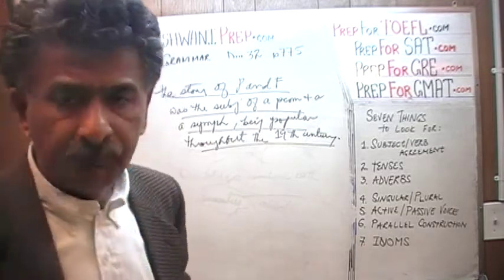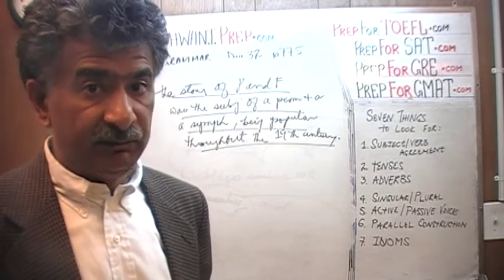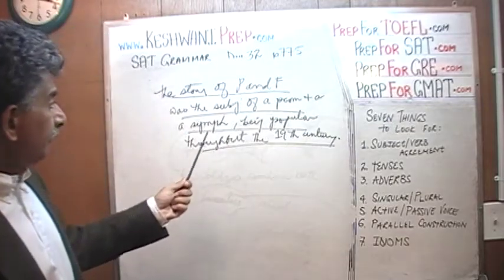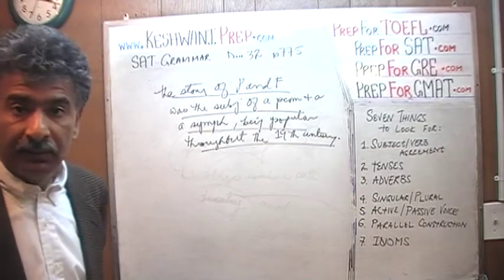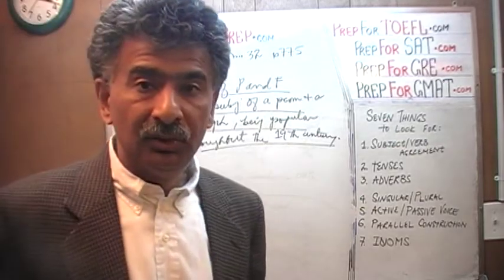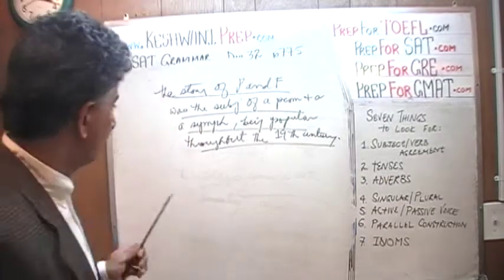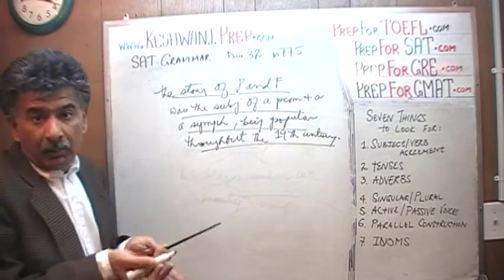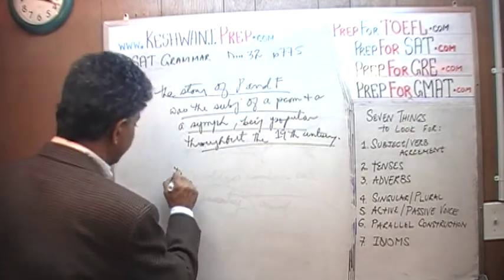What the writer is trying to convey here is the fact that during the 19th century, when the story of P&F was very popular, it was made into a poem and a symphony. That's what it's trying to say. Let's see what we can do. That's exactly how I'm going to write it, and then we're going to pick the answer choice that comes closest to it.